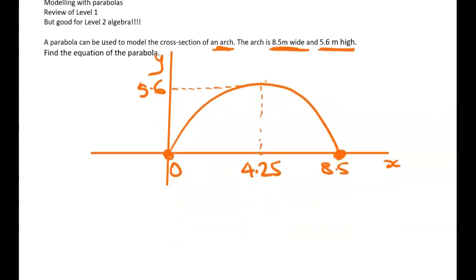So that means that we have to choose one of our three ways to model a parabola, and I know the two roots. So that means that I'm going to choose to do this way. I've got x times 8.5 minus x times a scale factor.